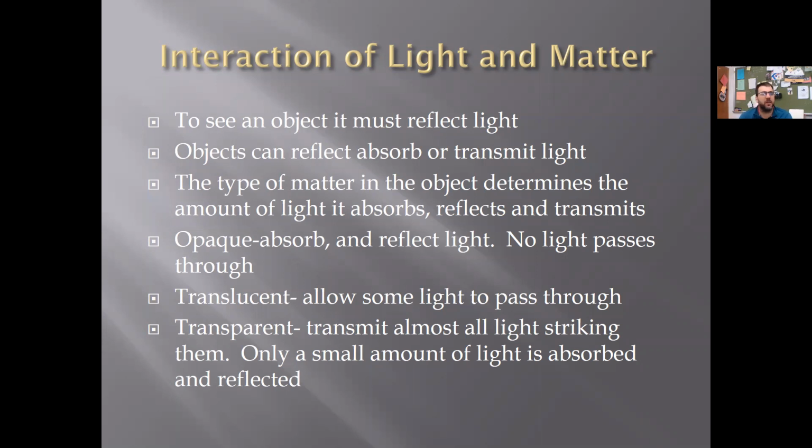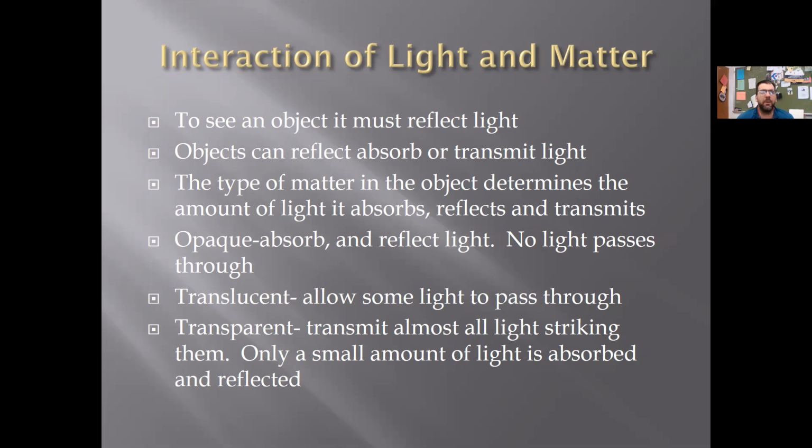For you to see the object, it must reflect light. It must reflect light for you to see it, but it can also absorb or transmit. The type of matter in the object determines the amount of light it absorbs, reflects, or transmits. We can break things down into three different categories. We can say something is opaque.